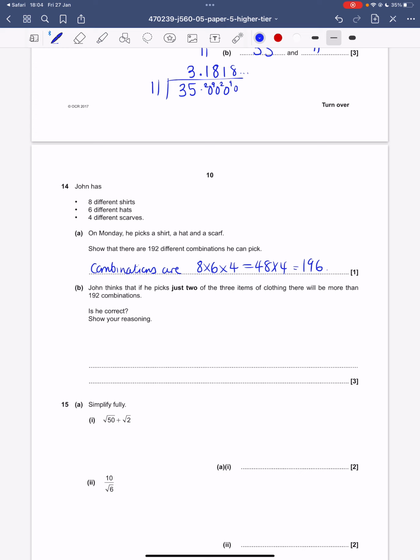John thinks that if he picks just 2 of the 3 items of clothing, there will be more than 192 combinations. Is he correct? Show your reasoning. Not actually sure what this question is asking. If he picks just 2 of the 3 items of clothing, there will be more than 192 combinations. Is he correct? Well.